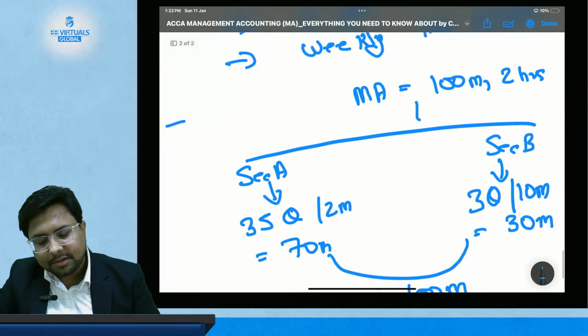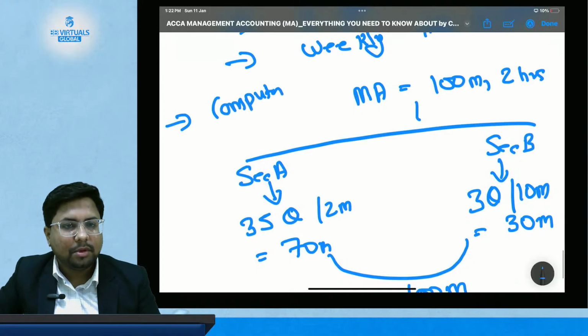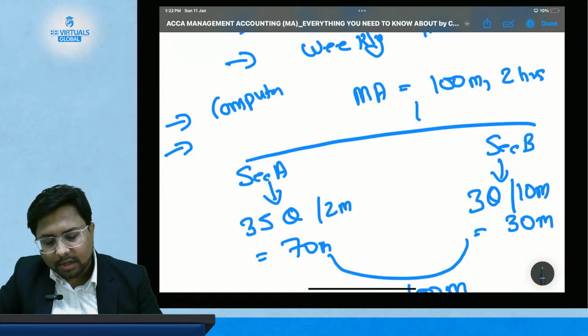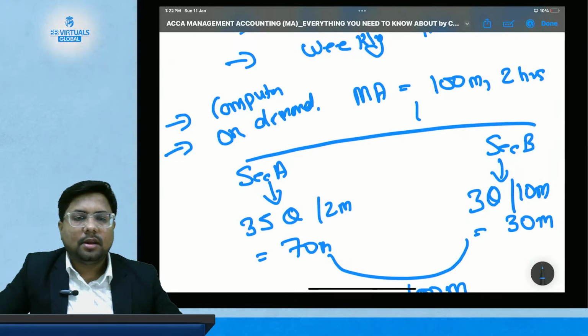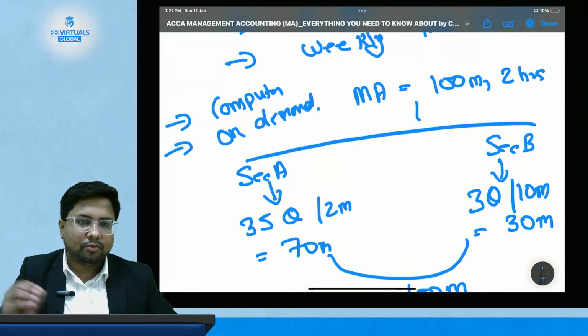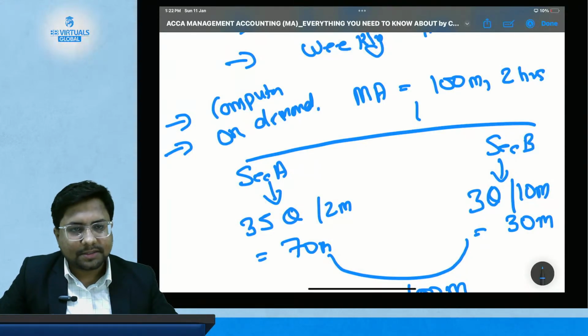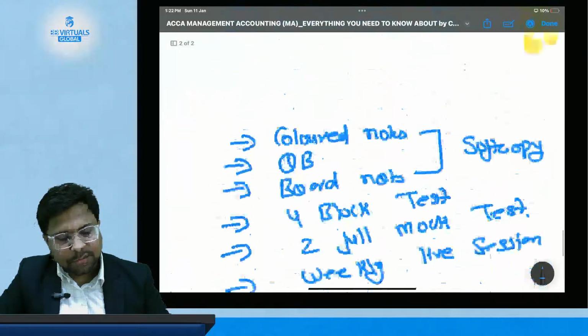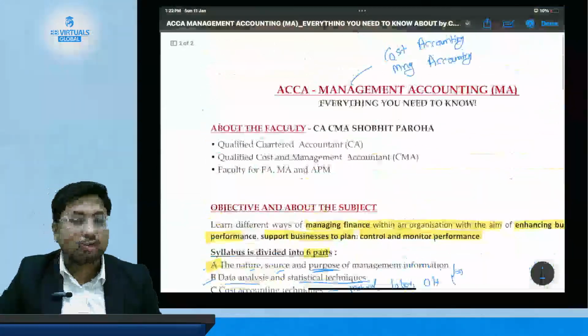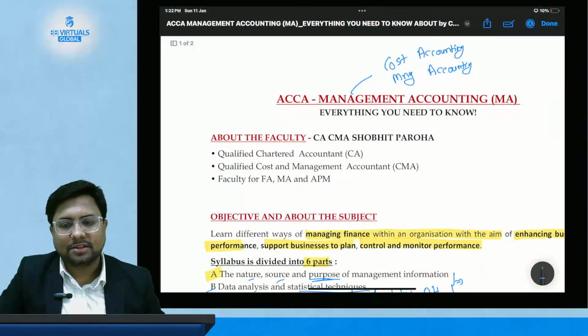Your exam is a computer based exam, so you don't have to write answers with pen and paper. The exam is an on demand examination, so you can prepare for it anytime, and when you feel prepared, you can register for it. So this is the basic information that you should know about your management accounting examination.